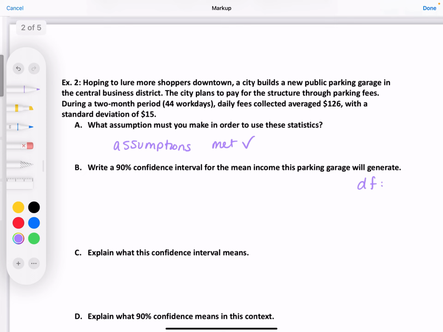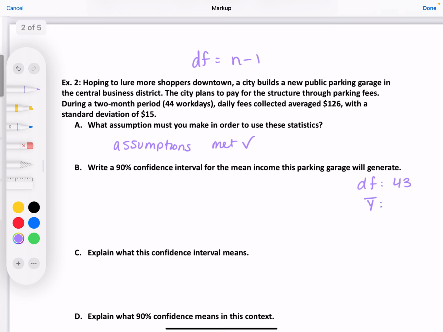All right, so how many degrees of freedom do we have? 44. Okay, so 44 is the number of work days, so that would be n. Degrees of freedom is n minus 1, so how many would it be? 43. Okay, 43. So degrees of freedom is equal to n minus 1. It's in the notes, but I forgot we didn't specifically read over them, so I'm just going to write that up here.